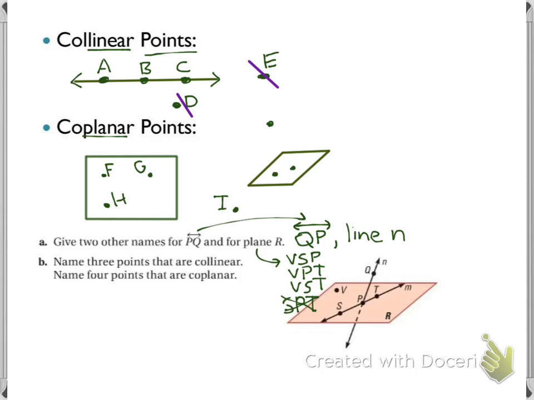Alright, part B. Name 3 points that are collinear. Well, we just mentioned that S, P, and T are all collinear. They're all in the same line. Now 4 points that are coplanar, all in the same plane. We could say S, P, T, and V.